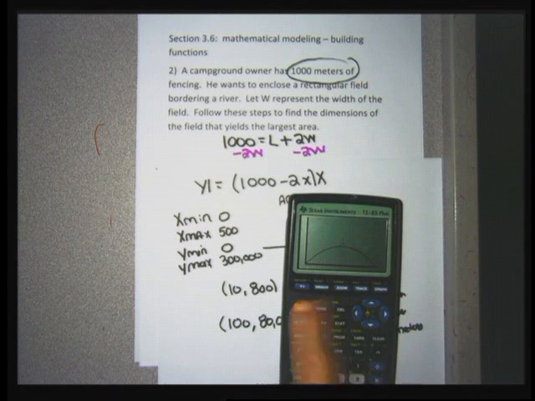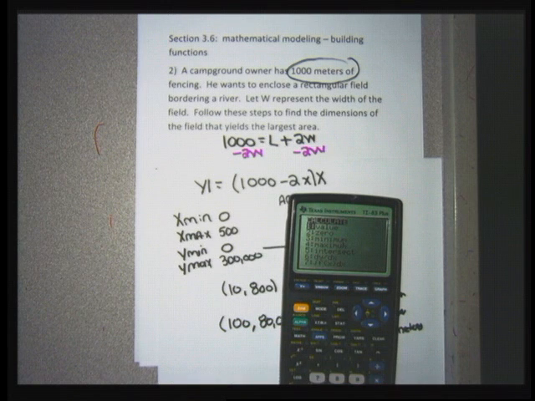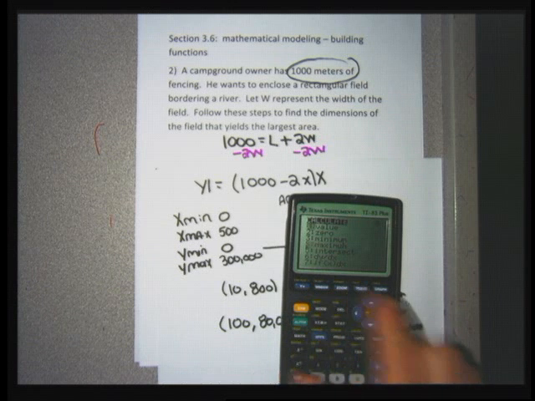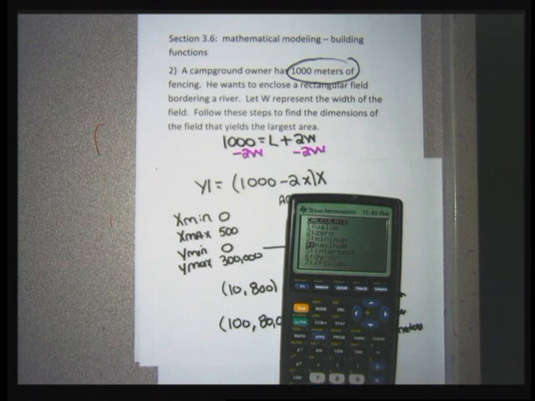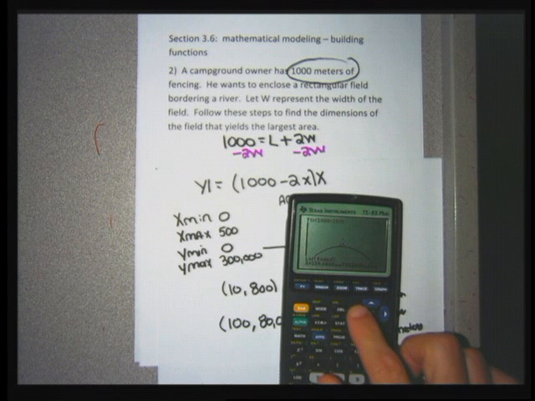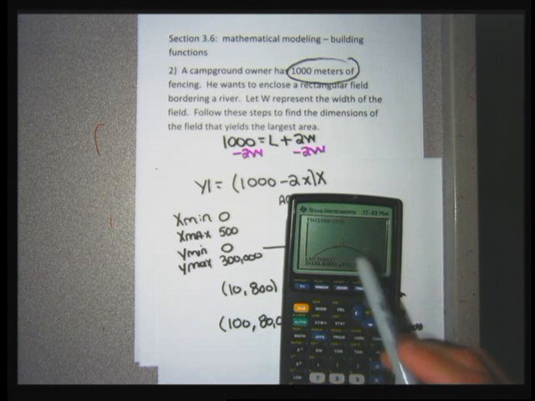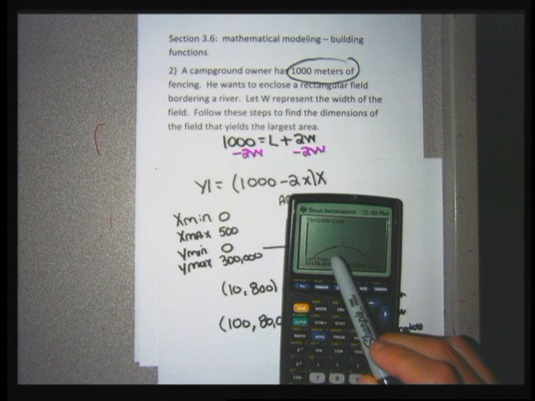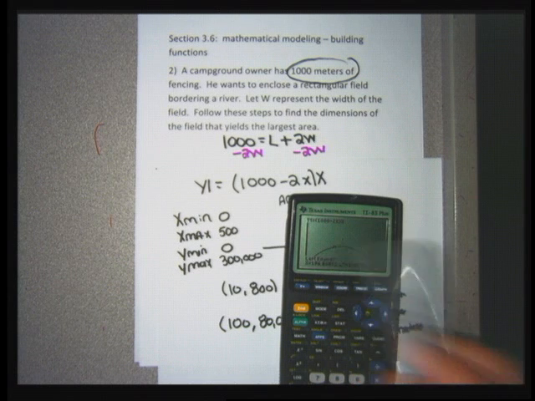I'm going to hit the second button and then the trace key first. So I hit second and then trace. Because this is a maximum point, I go down to option 4 that says maximum. So I hit second, trace, went down to number 4, hit enter on maximum, and now my calculator says left bound. What I need to do is use my right arrow or my left arrow so that I can get the blinking cursor clearly to the left of the maximum point.